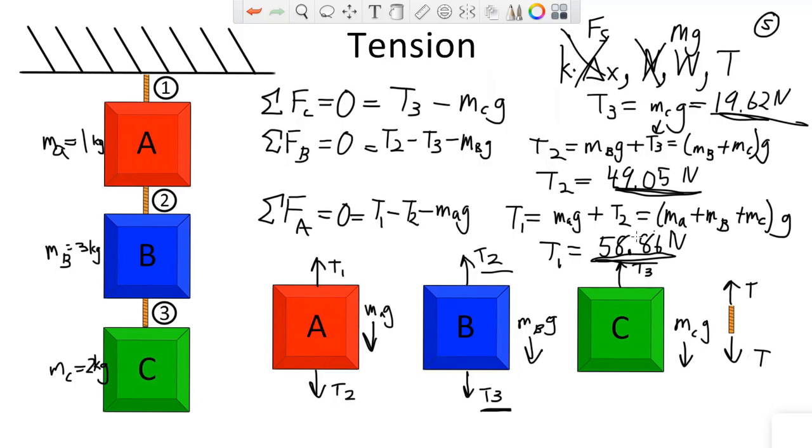So all you had to do is just do the sum of the forces for all the blocks. If you have to, just try and do a lot of free body diagrams on your own, but in the end, you just got to break them up individually like this, and then just go from there.